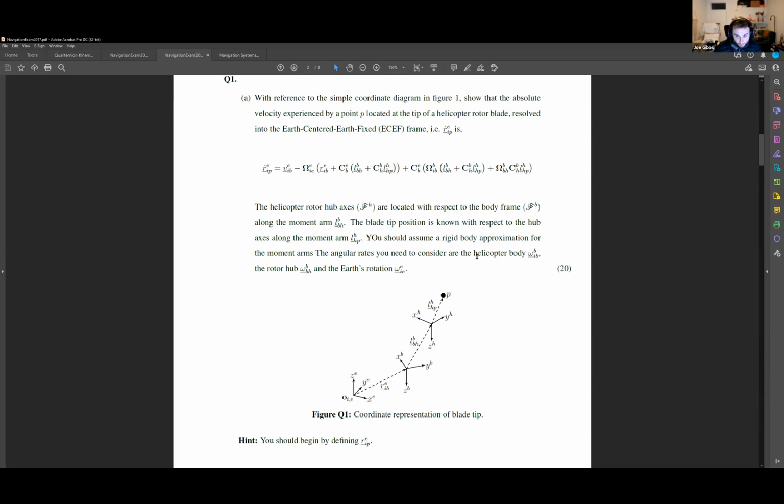One important thing to note straight away is what angular rates we have to consider, because this is going to show us what forms of the strap-down equation we need, and what forms we want our coordinate direction cosine matrices to be in. So we have omega BIB, which is our gyroscope, the rotor hub, which is basically the angular velocity of the hub with respect to the body, so how fast our rotor is spinning around, and then the Earth's rotation as well. So this is going to be quite an in-depth one, but we'll walk through it.